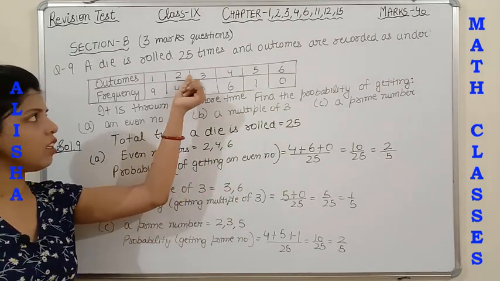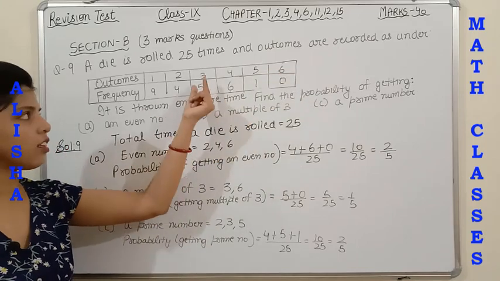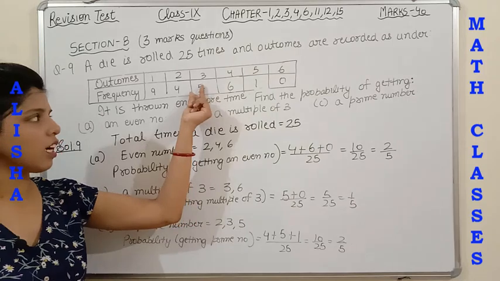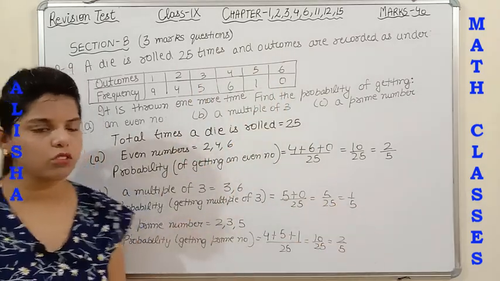Multiples of 3 are, that comes on the table of 3, that is 3 or 6. So you just have to add the number of times 3 comes, that is 5. The number of times 6 comes, that is 0. That is 5 plus 0 upon 25. So the answer is 5 by 25, which is equal to 1 by 5.